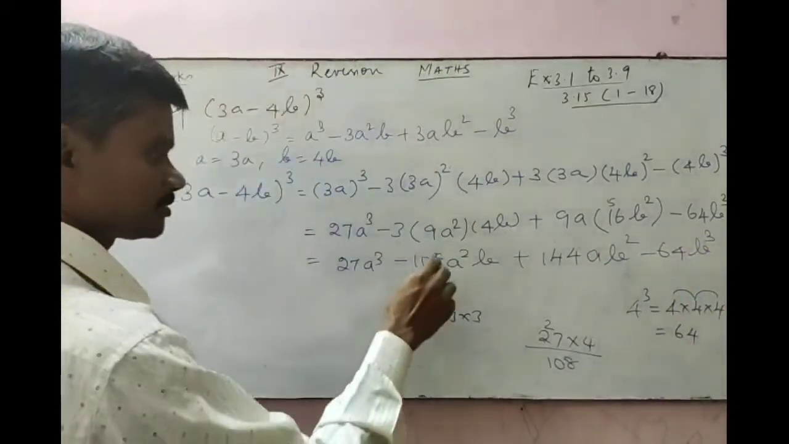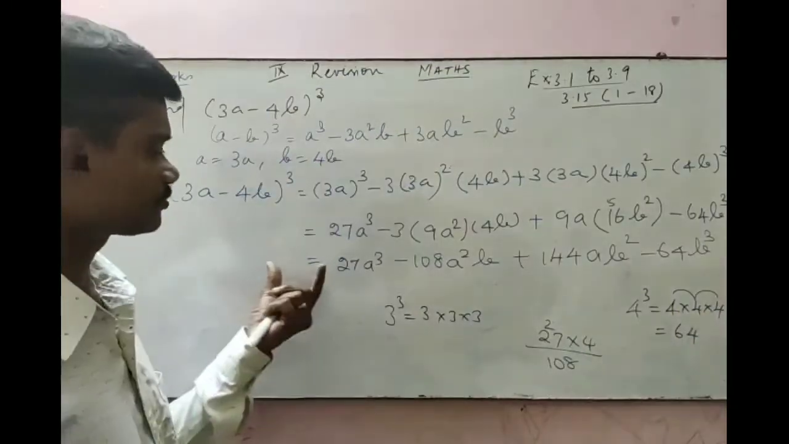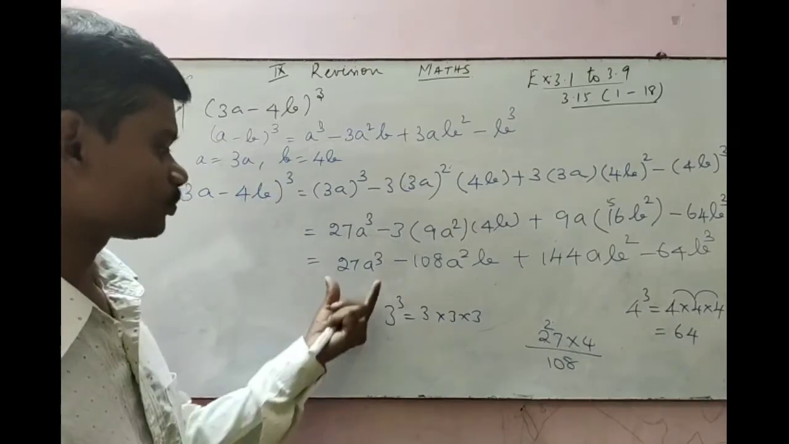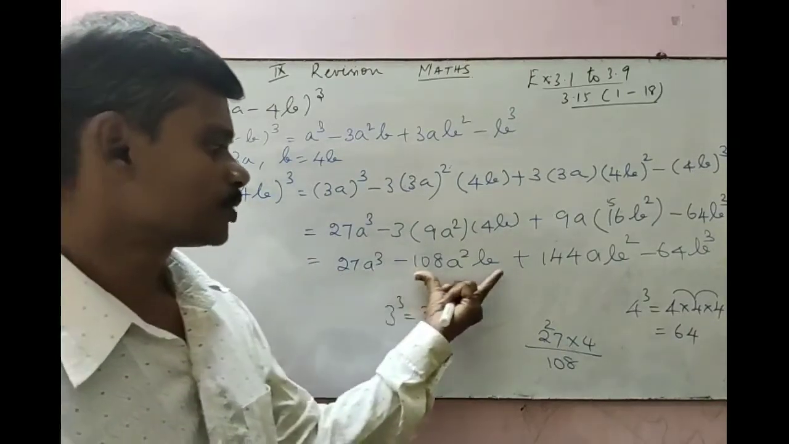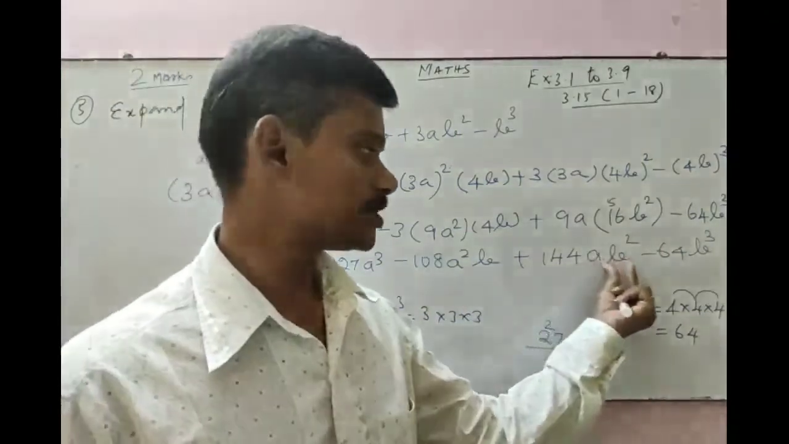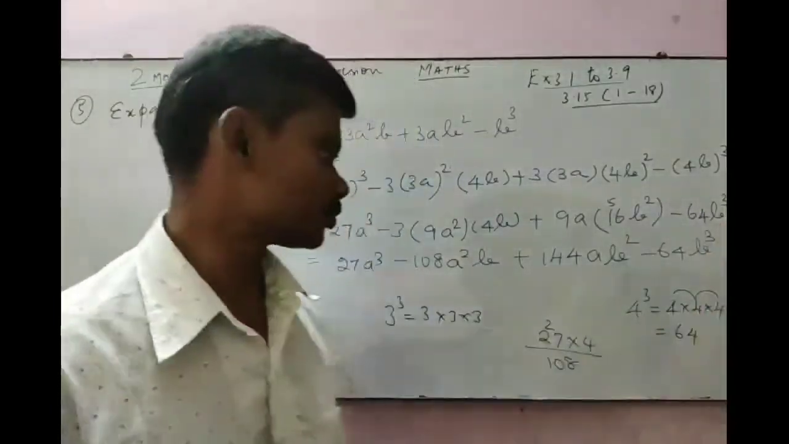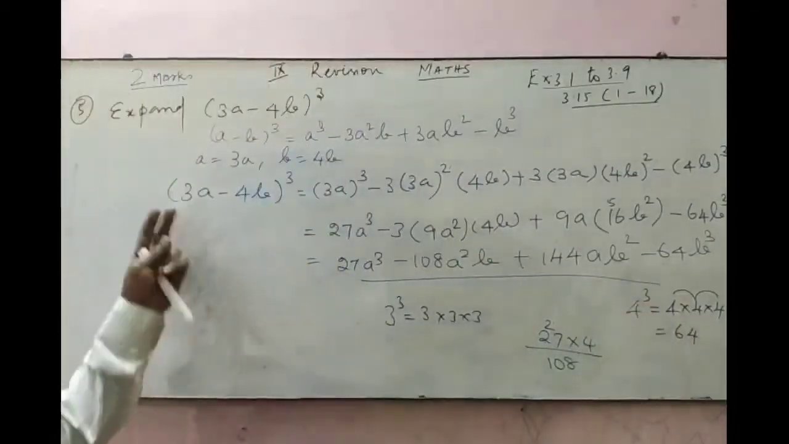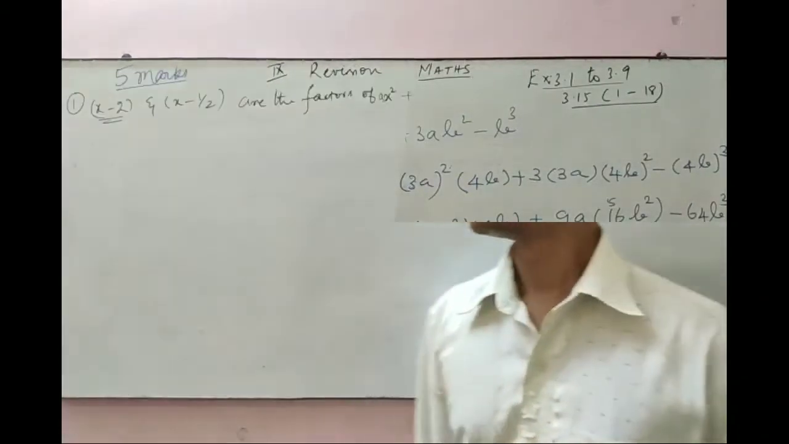Now you get the answer. So this is the expansion of 3a minus 4b whole cube. Answer is 27a cube minus 108a square b plus 144ab square minus 64b cube. So this is the expansion of 3a minus 4b whole cube.